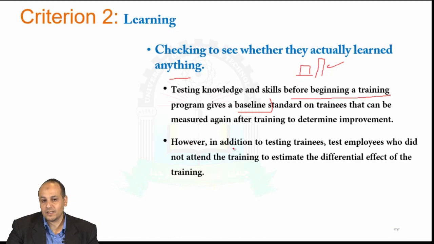However, in addition to testing trainees, test employees who did not attend the training so that we can estimate the differential effect of the training. Now, instead of using the trainees as a means of evaluation, we use other trainers or other employees who did not attend the training course, and then we try to see to what extent their behavior in similar jobs is different.